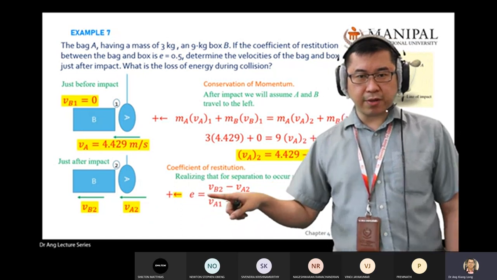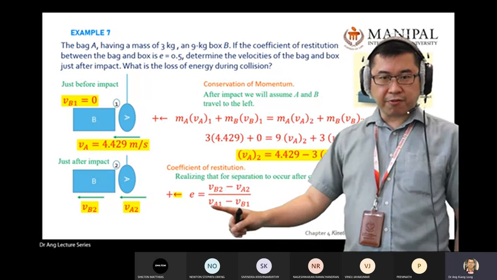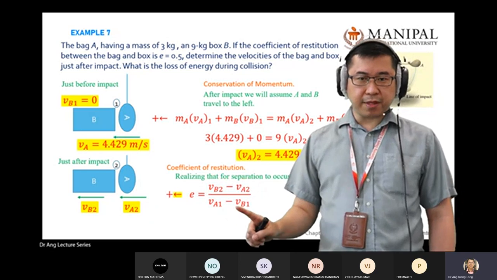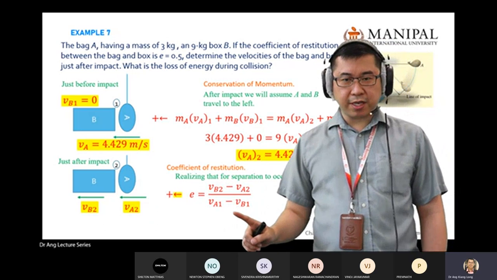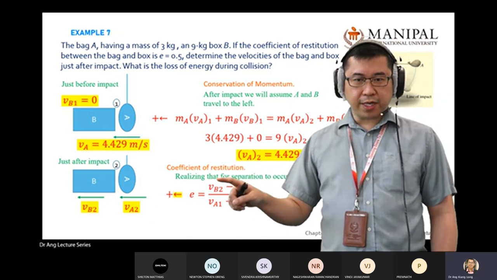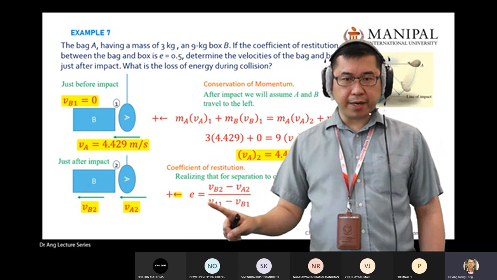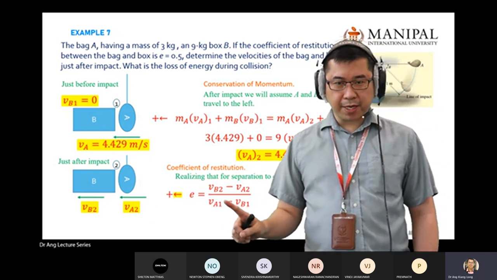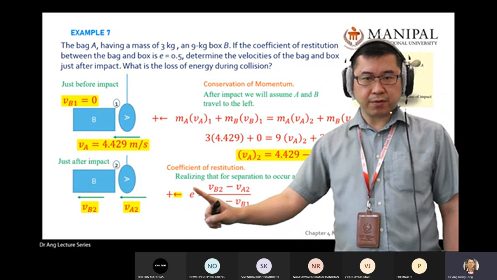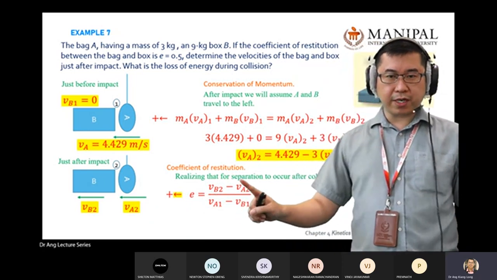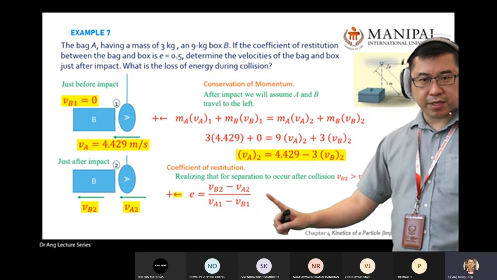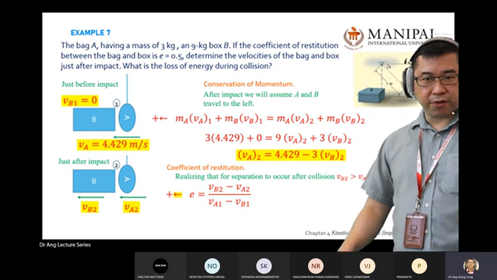In our case, we assume our positive direction is to the left. The coefficient of restitution is given by the relative velocity after divided by the relative velocity before. Take the bigger number: VB2 minus VA2, divided by the positive, bigger value VA1 minus VB1. Here you are given this value, given in the question. You don't know these two, but you have these two. You have two linear equations to solve for VA and VB.